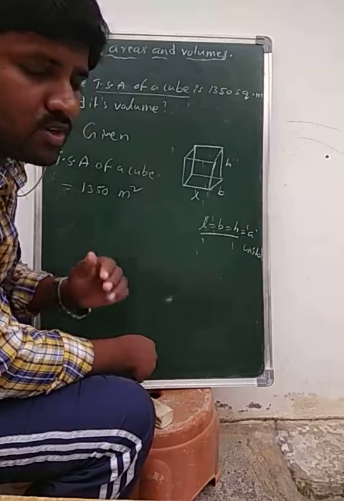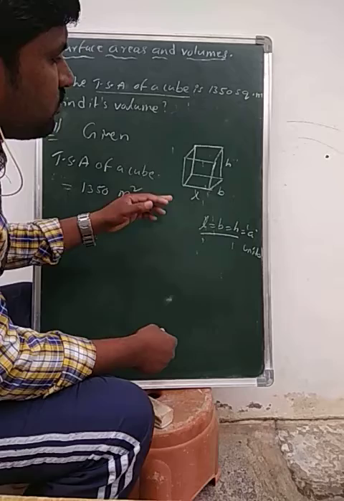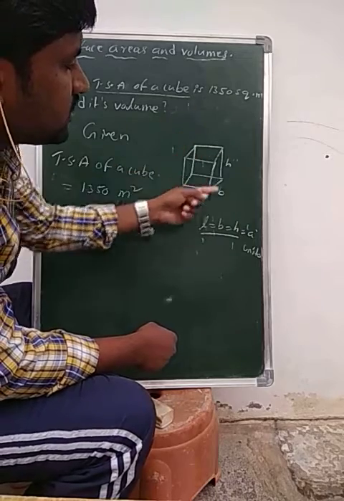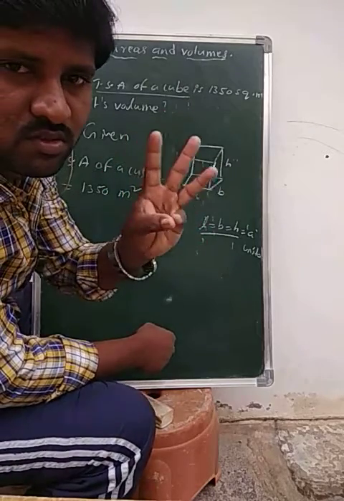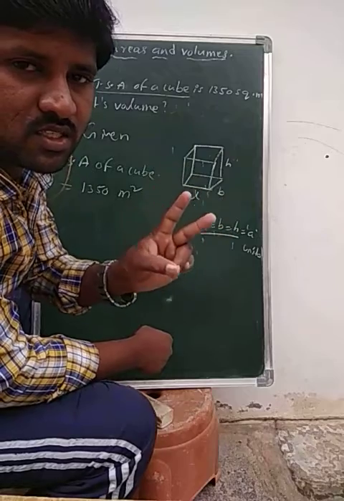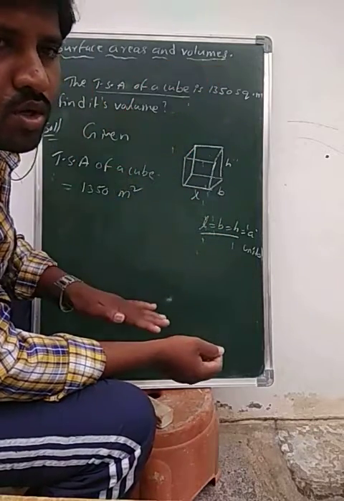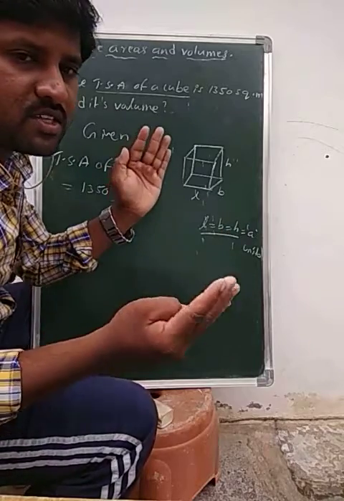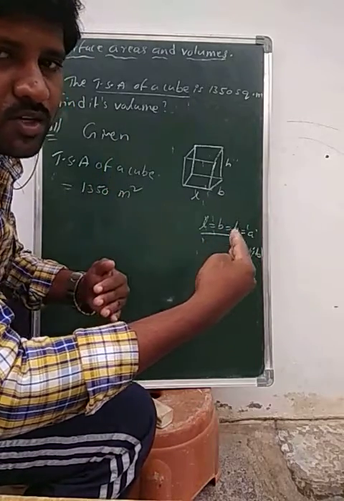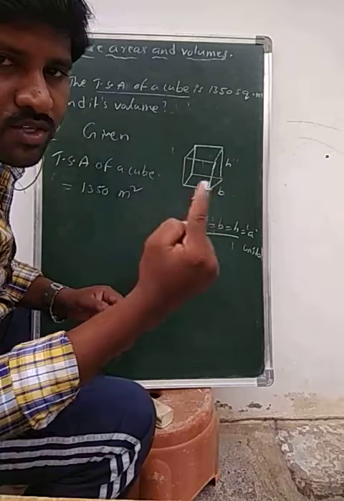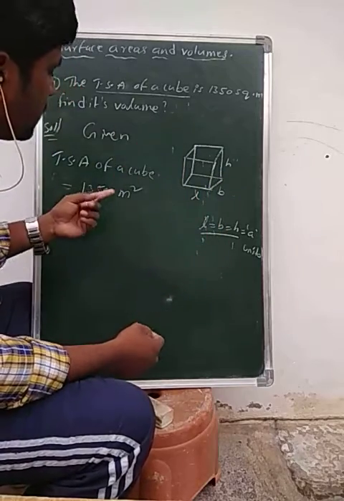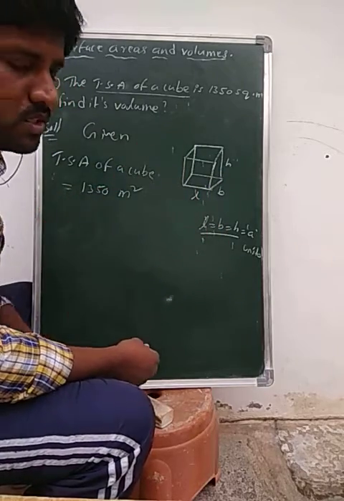Total surface area of a cube means we must find the area of all 6 faces. A cube has 6 faces, na? 6 faces, 8 vertices, 12 edges. And total: top face, bottom face, front face, back face, side faces, okay na? So if we find out the area of the total 6 faces, we get 1350 square meters.